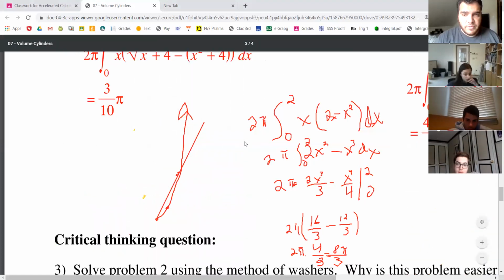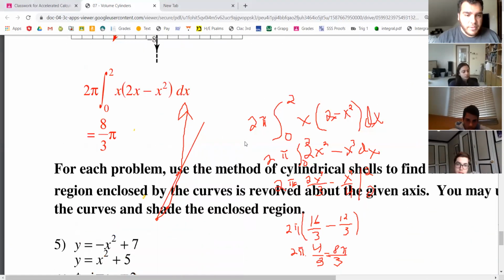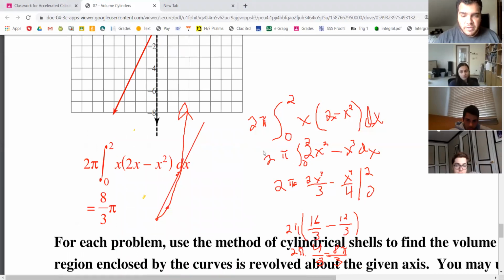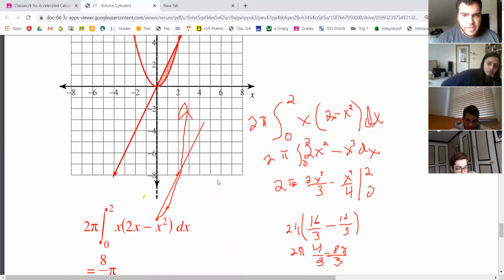It's always good to sometimes do it by hand to see how rusty you are. But 8 pi over 3 is my answer. Luckily, I got that one right on the first try. I think that's all the questions I asked you on the homework. So we're good to go.